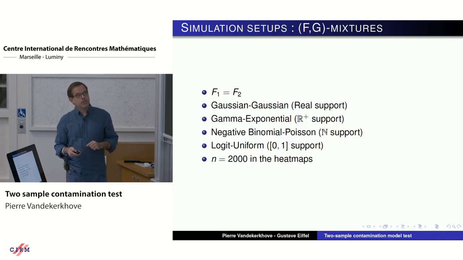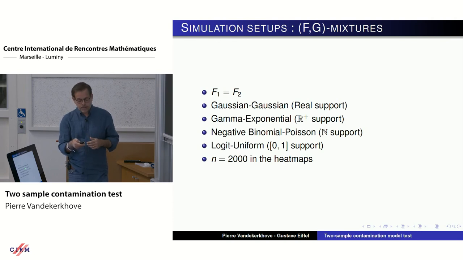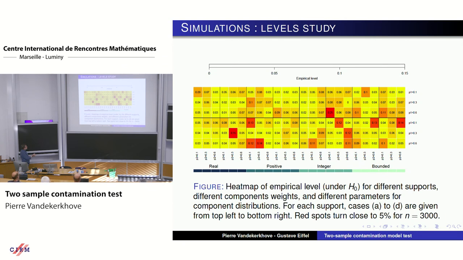So we did some simulations with different types of support, so the real line here, R plus support, N, etc. And the sample size of all the simulations was 2,000. Okay, so for the level, we have a heat map saying that everything is globally fine, because when it's yellow, it's basically 5% or around 5%. But in some cases, when the proportions in the model are too small, 0.1 or 0.3, with some challenging models, we have issues. So we exceed largely the level. But we have to mention that when you go to 3,000 observations, everything goes fine. They go closer to 5%. So it's a matter of sample size here.